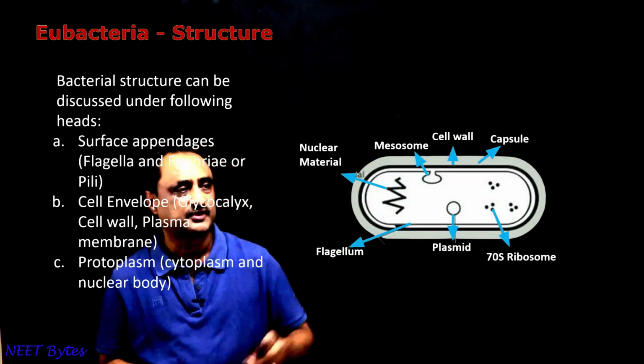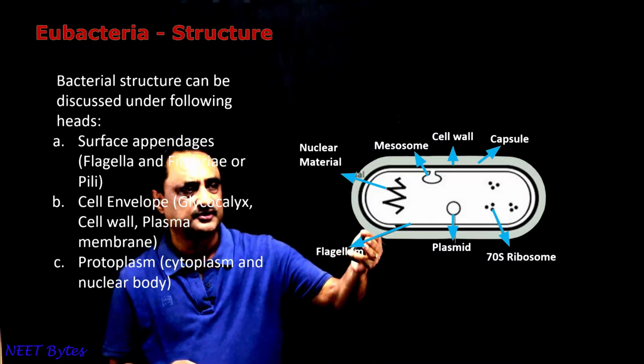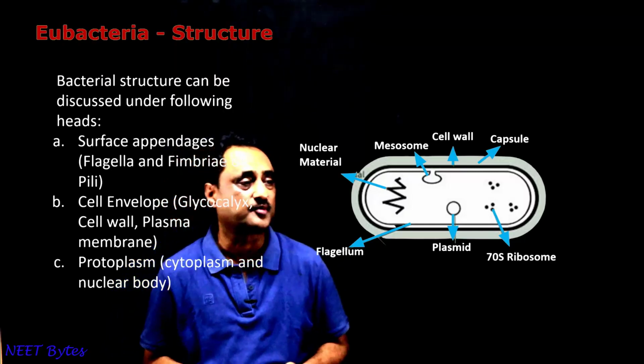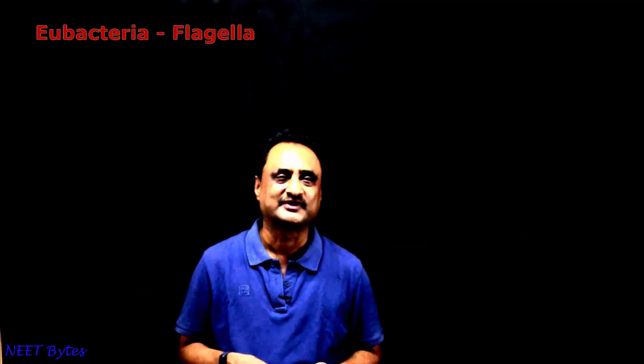Have a look at this diagram. That is a typical diagram of a bacterial cell. You can see there is the genetic material, and the mesosome. Mesosome is nothing but an extension of the plasma membrane. One by one, we will discuss these. So first of all, let's talk about the flagella.